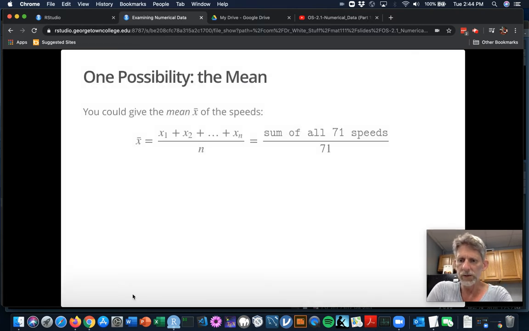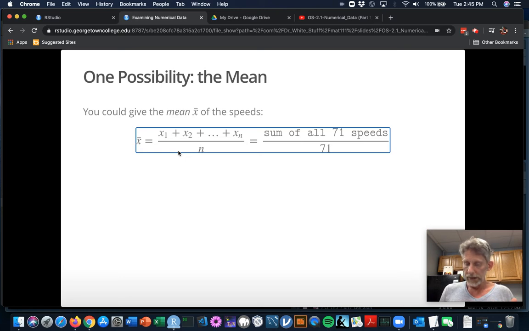One possible candidate for a typical value for a list of numbers is the mean of that list of numbers. Now, the mean is symbolized X with a bar over it. X is kind of short for the data values, and the bar is like smoothing out all the variation in the data, big values, medium values, low values, smoothing that all out into one number. And it has a formula.